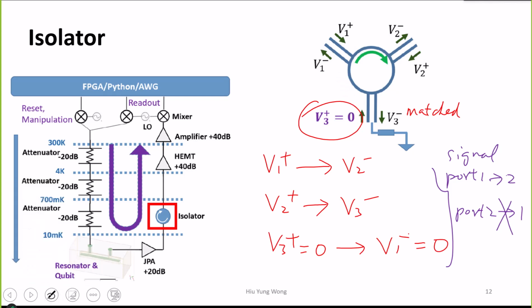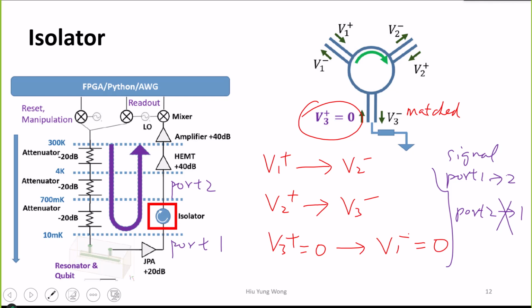Here we have port 2 here. Port 1 is at the low temperature. Can you tell me why we want to do that? Can you guess? Brief. Say it. Exactly. We do want the signal to come out so that we can detect it. But any thermal noise coming from top, we don't want it to disturb our qubit. That's why you have the isolator here.